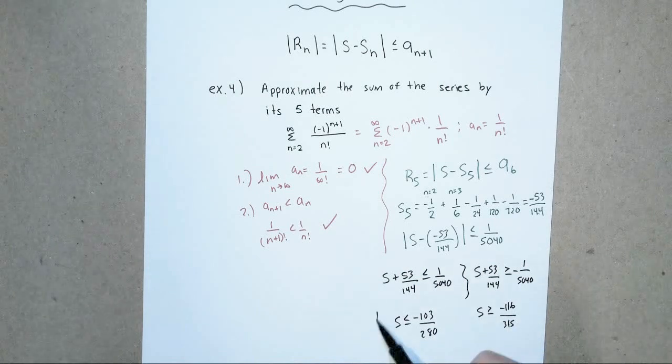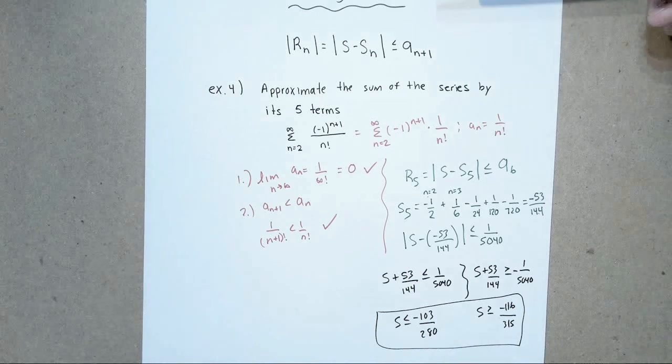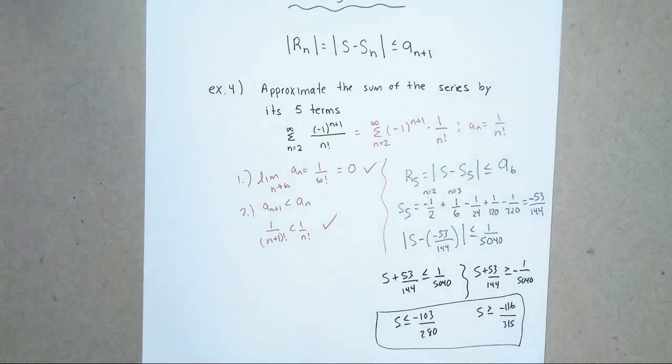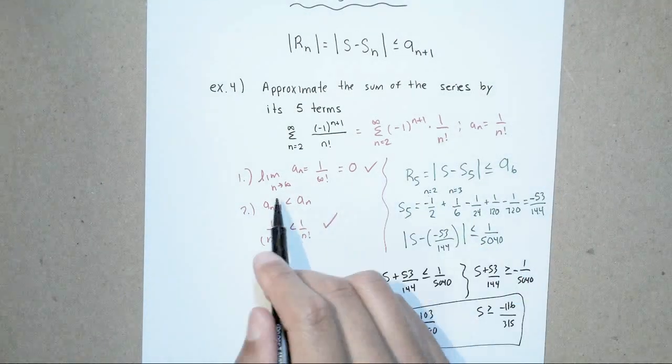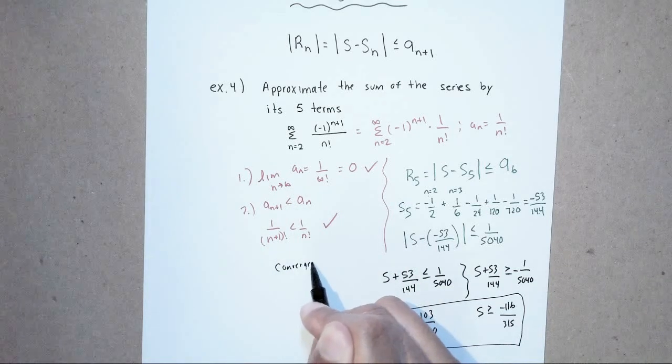Okay? And that's how you find error. Whenever you find error, the first thing you need to do is determine if the series converges, which we found out that it does. We broke it apart, found the limit of a of n, and saw that it was decreasing. So this converges. Awesome. We know it's going to converge to some number.